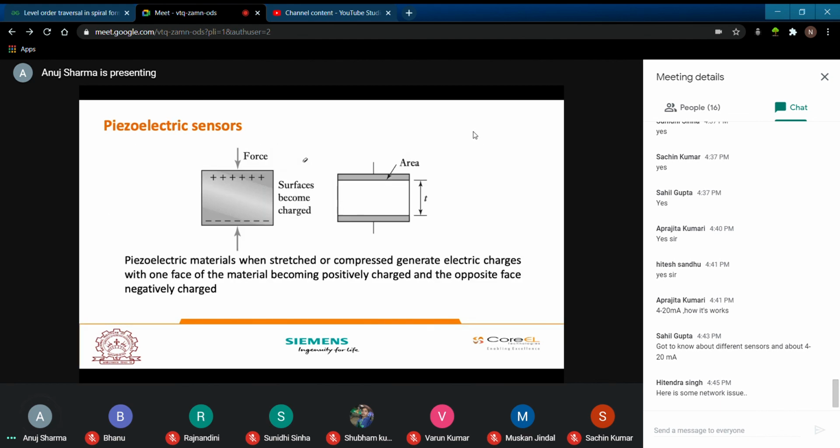Then piezoelectric sensors: we all know that if charges are produced in a particular material because of vibration or force, it is called a piezoelectric material, and vice versa. If a material produces current because of force, or vibrates because of the passage of current, then that is a piezoelectric sensor.